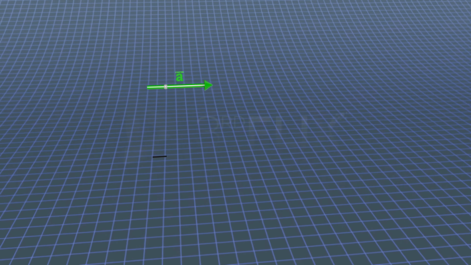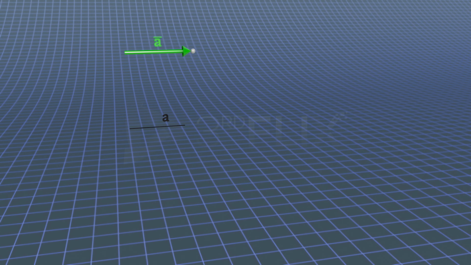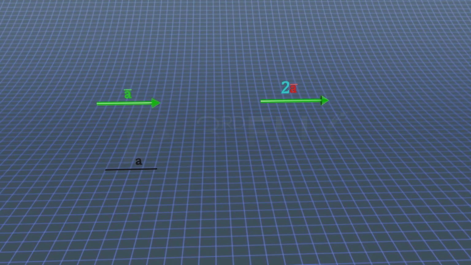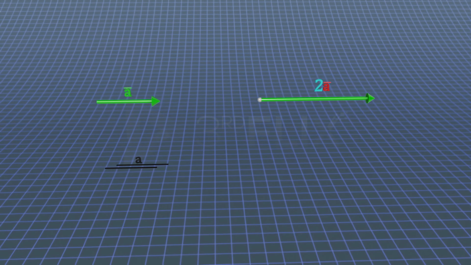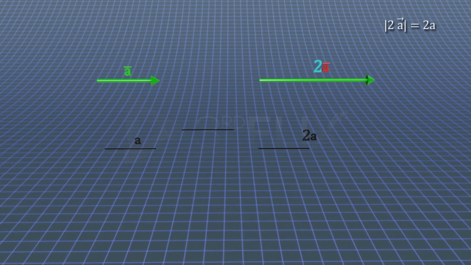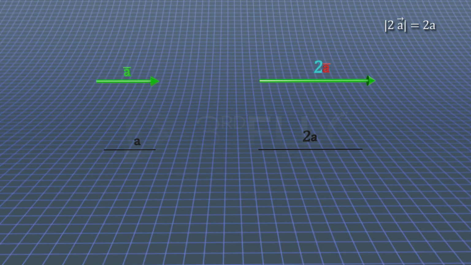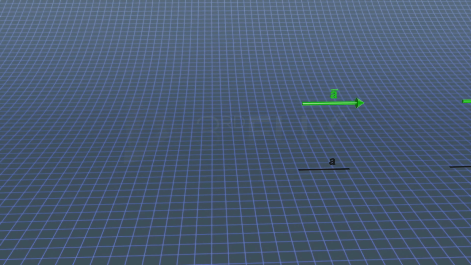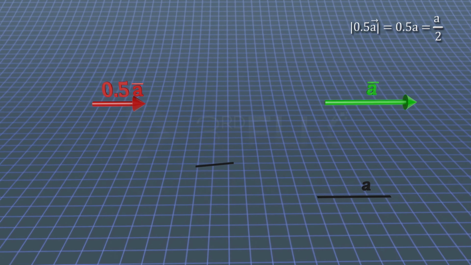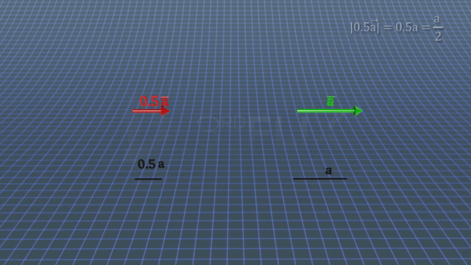For example, consider a vector a bar of magnitude or length a. When it is multiplied by 2, the resulting vector is indicated with 2a bar. Magnitude of 2a bar is double that of a bar. Suppose if a bar is multiplied by 0.5, the resulting vector's magnitude is half the magnitude of a bar.